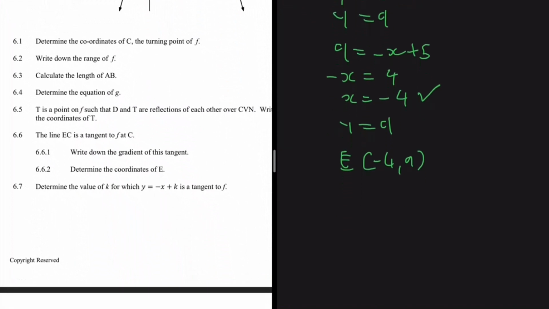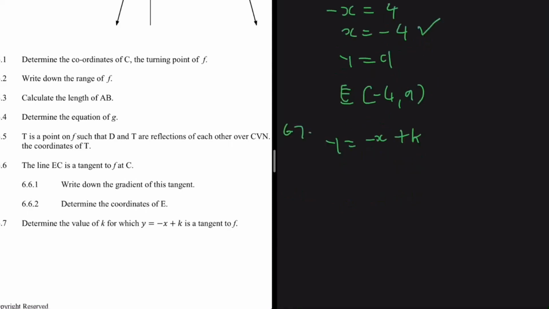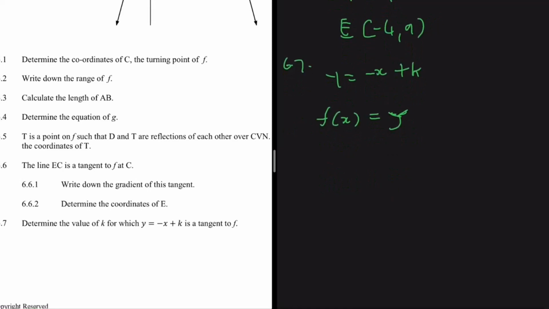And then let's move to 6.7. 6.7 says let's determine the value of k for which y equals minus x plus k is a tangent to f. If y equals minus x plus k is indeed a tangent, then at some point f of x should be equal to y, right? Because if it's a tangent, then they touch at some point. If we determine the y value where they touch, and the x value where they touch, then we can determine the value of k, right?